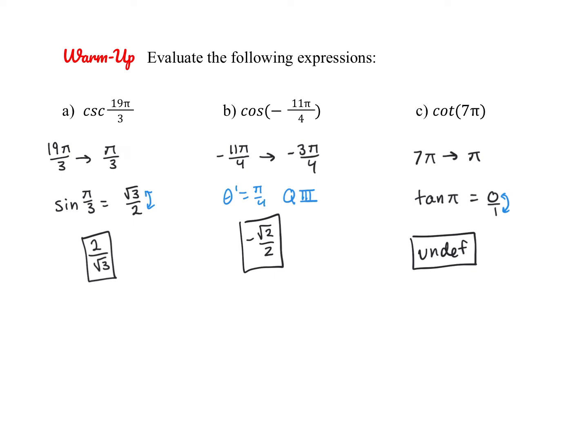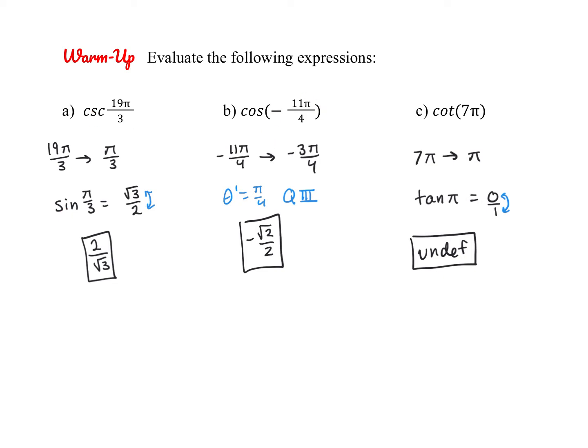Alright, go ahead and check your work here. So you can see for each of these, I found a more manageable coterminal angle to evaluate. And for part A, since it's cosecant, I actually evaluated using sine. So the sine of pi over 3 is root 3 over 2, and then I did the reciprocal of that because cosecant's the reciprocal of sine.